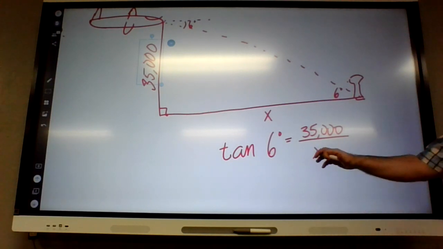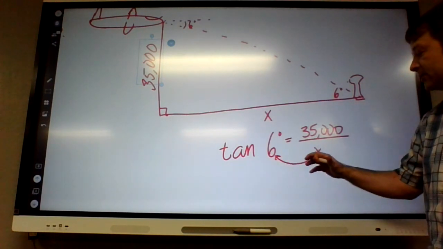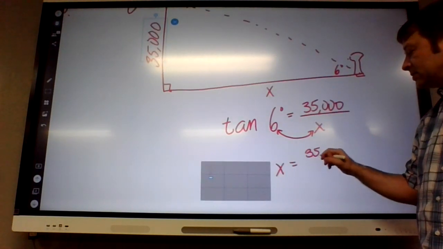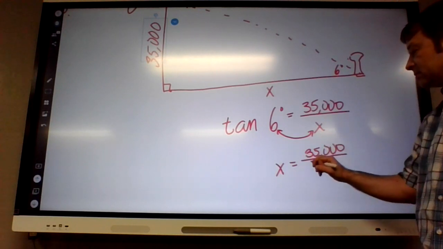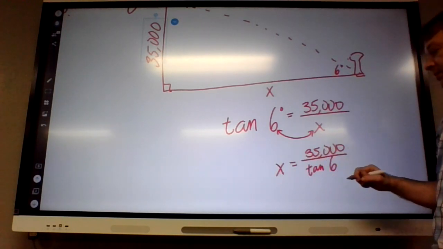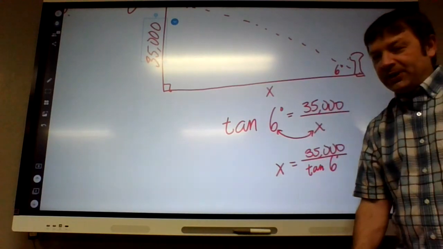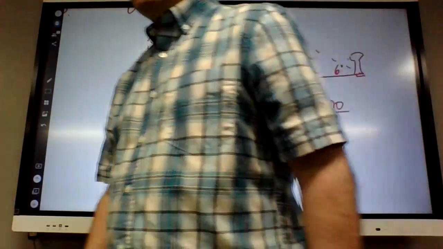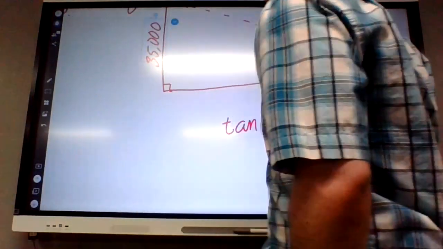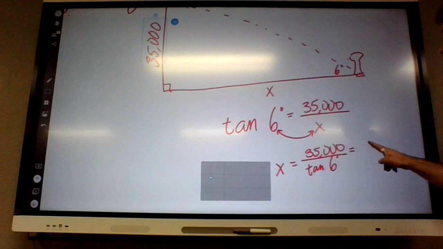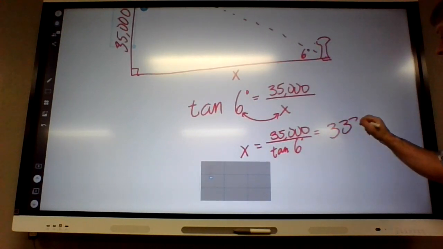Okay, the variable is in the denominator. Therefore, those two are going to switch. Oh, that's a big number. Well, remember the airplane's height is 35,000 feet. So with an airplane, it's big distances. The airplane will be way out. What did you get? 333,000. Okay, they just put 333,000.